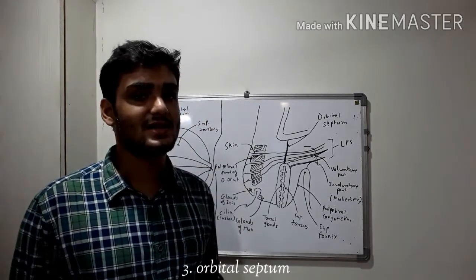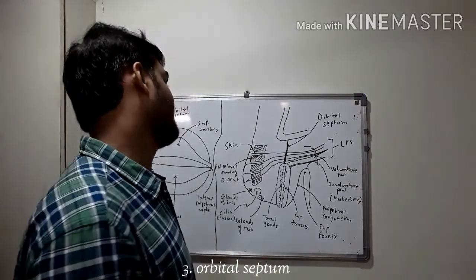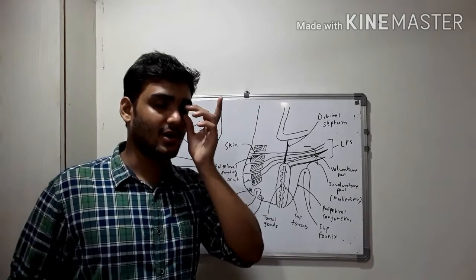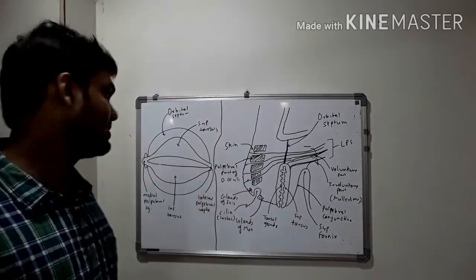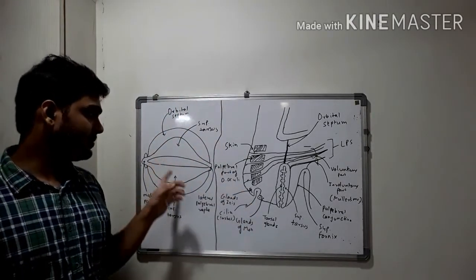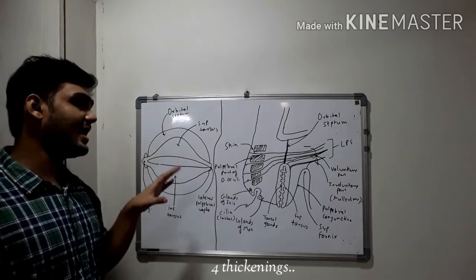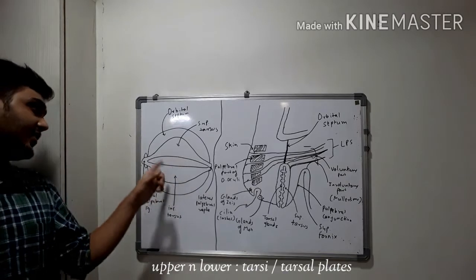Then we have the orbital septum or the palpebral fascia. Here's the palpebral fascia. And the two palpebral fascia of the eyelids together form the orbital septum. And this orbital septum has four thickenings. The upper and lower thickenings are known as tarsi. This is the superior tarsus and this is the inferior tarsus.